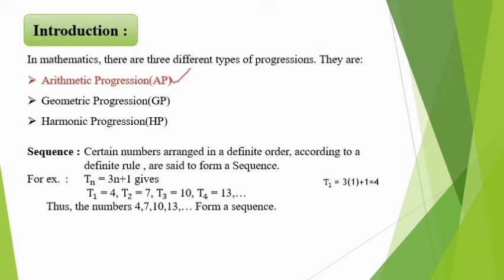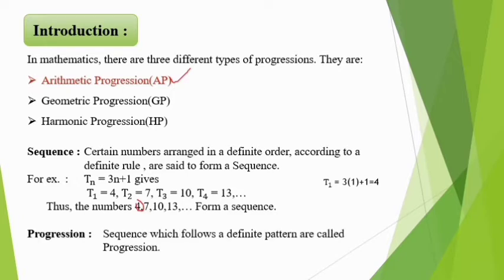Okay. Some important points to know: the three dots mean to continue forward in the pattern established. And each number in the sequence is called a term. Our next definition is progression. A sequence which follows a definite pattern is called a progression. If a sequence follows some rule or some pattern, then we call it a progression.